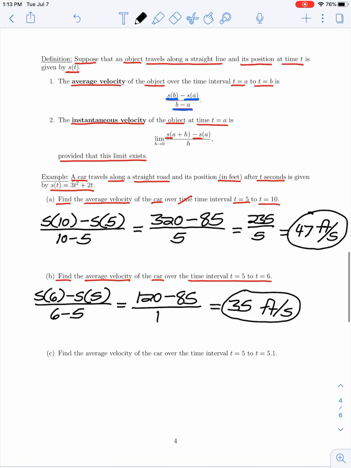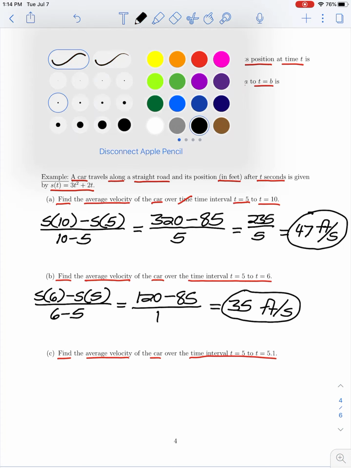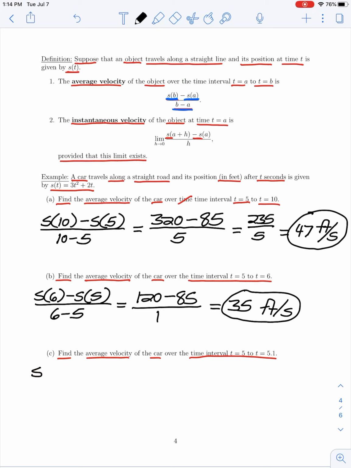Now, in part C, we're asked for the average velocity of this car over the time interval from 5 seconds to 5.1 seconds. So over a very short time interval, from 5 seconds to 5.1 seconds, we want our average velocity. So here we would have s of 5.1 minus s of 5 divided by 5.1 minus 5.